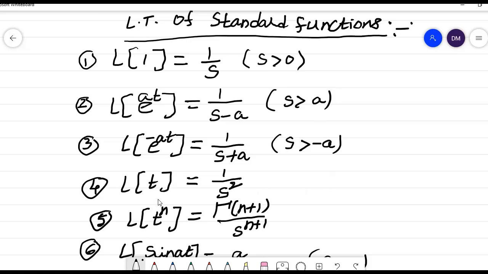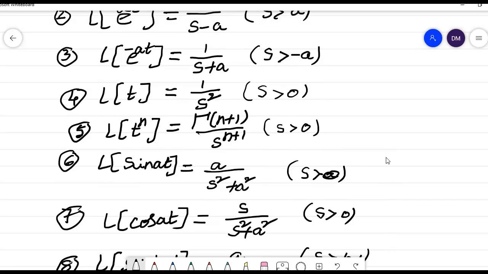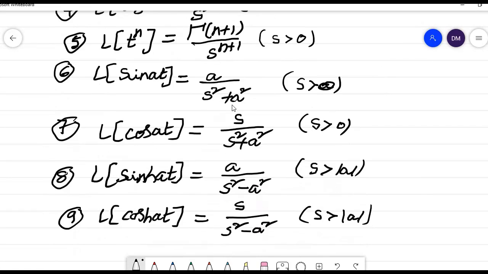So Laplace transform of t is equal to 1 by s square. Here s is greater than 0. Now L of t power n is equal to gamma of n plus 1 by s power n plus 1. Here also s is greater than 0. Now the sixth one is L of sin at is equal to a by s square plus a square.